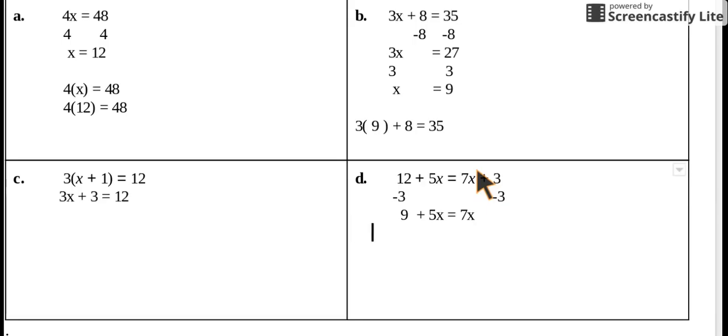And from here, you're just solving a two-step equation. Now remember, you want your variables on one side and your numbers on the other. We have a variable by itself over here. So what we want to do is move this variable over. So what we're going to do is, because we're adding 5x, we want to subtract 5x from both sides of the equation, which leaves us our 9 on the left, and 7x minus 5x is going to give us 2x on the right.